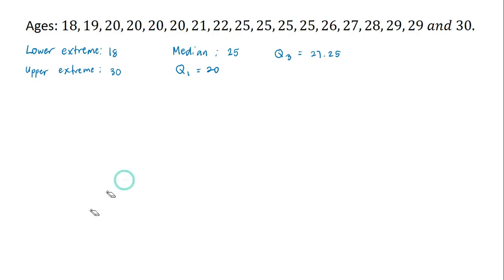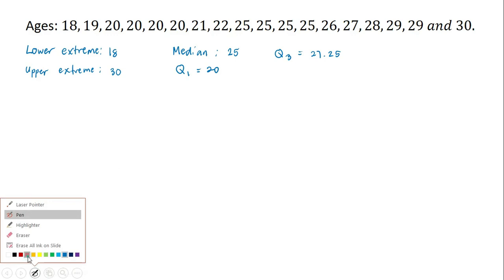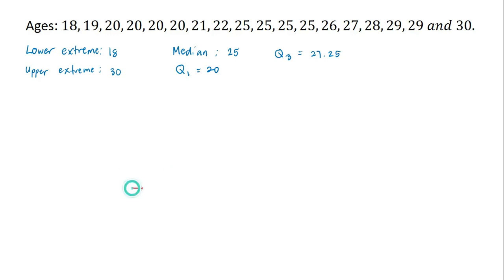I hope it's straight. Okay, so please use a ruler so that your box and whisker is straight. Suppose this is a line, and then we just simply label the line with the values. Since we started with 18 to 30, maybe we could use 5 units, multiples of 5, to label our line.